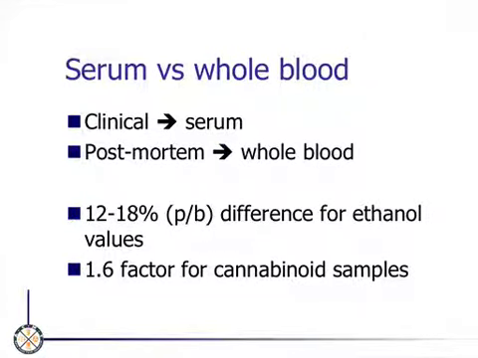Another big issue: serum versus whole blood. Clinically, in general, we tend to use serum samples, whereas in the medical examiner's office, post-mortem, we tend to get whole blood levels, and this can affect certain products. For example, the difference for ethanol values, plasma versus blood, is about 12 to 18%. You may need to take this into account as you're interpreting alcohol levels as a cause of lethality. For cannabinoid samples, there's a factor of 1.6. Not that I know of too many people who have died just from cannabinoids as a cause of death.